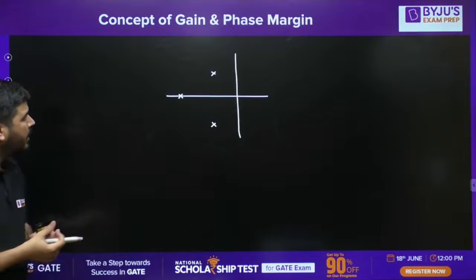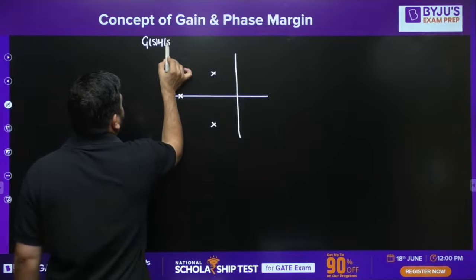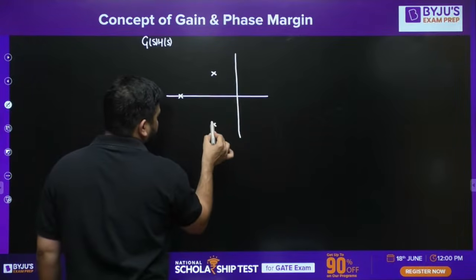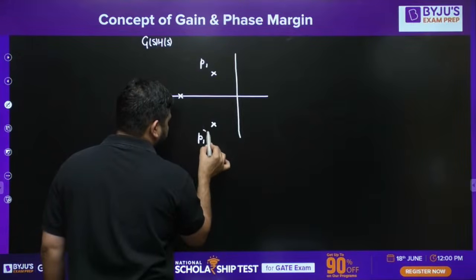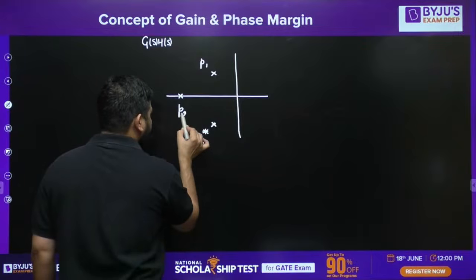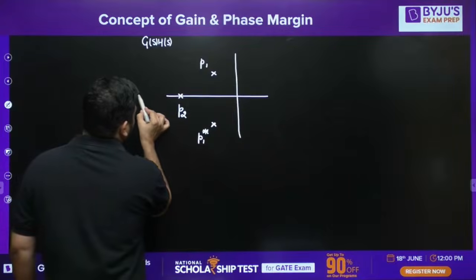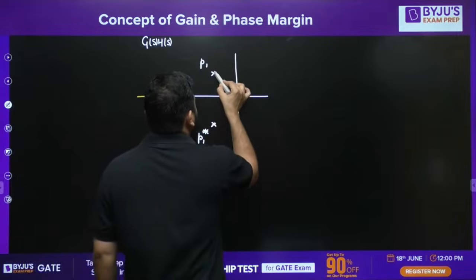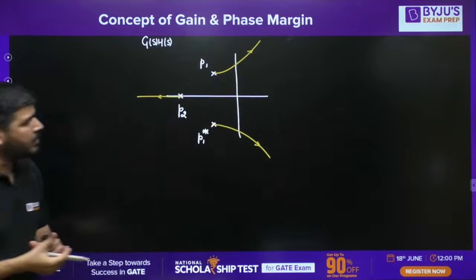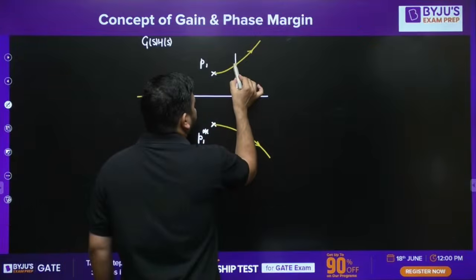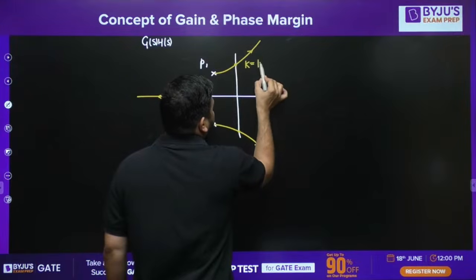So for G(s)H(s), 2 poles are at this location and 1 pole is lying at this location. Let's call it P1, this is P1 conjugate, and this is P2. So actually there are 3 poles. Now the root locus is provided to us. This will be the part of the root locus, and this is the root locus which is provided to us.